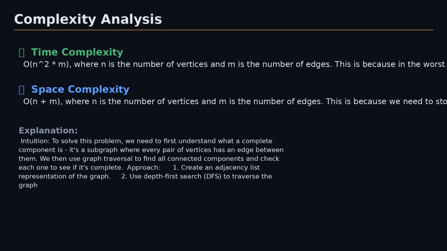Now let's talk about the time and space complexity of this solution. The time complexity is O(n² * m), where n is the number of vertices and m is the number of edges. This is because in the worst case, we might need to traverse the entire graph, and for each component, we might need to check every pair of vertices. The space complexity is O(n + m), where n is the number of vertices and m is the number of edges. This is because we need to store the adjacency list representation of the graph and the visited array and the component vector. And that's it.